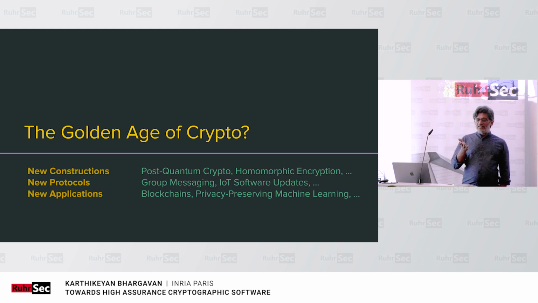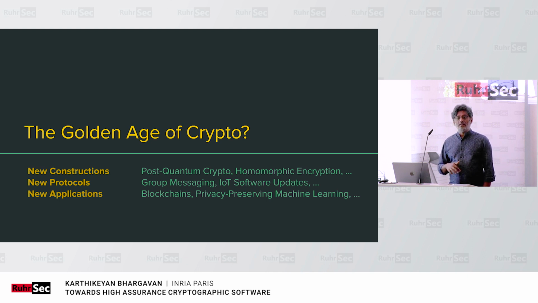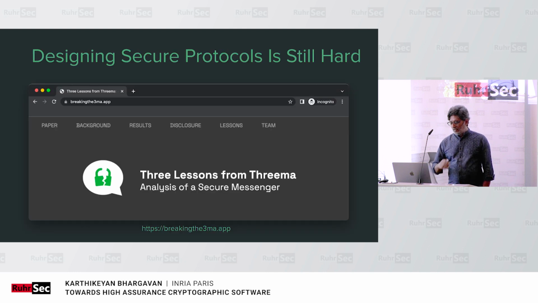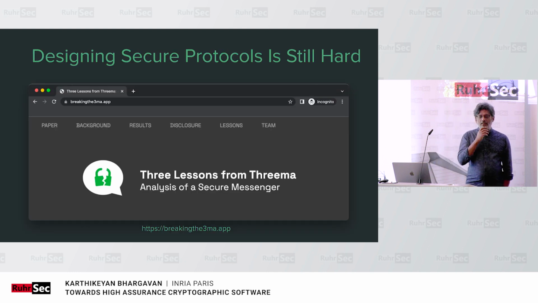Sometimes it feels like we're going through the golden age of crypto, right? Every year, you would imagine that this wouldn't be the case, but every year there are so many new crypto constructions being designed, standardized, implemented, and deployed. There are new protocols coming through, and even new exciting applications that get everybody excited. These really make the field feel very dynamic and exciting right now. But despite all this excitement, we still haven't solved the problem of how to securely design protocols, how to securely implement them, and so on.